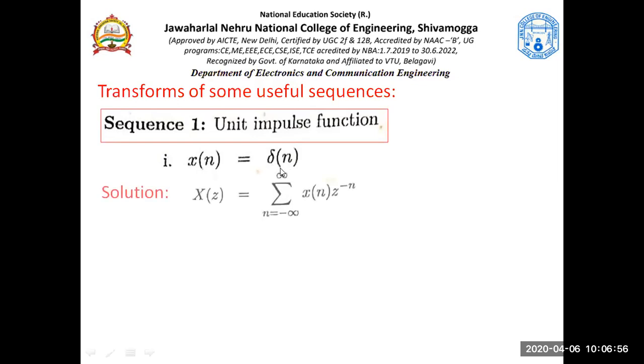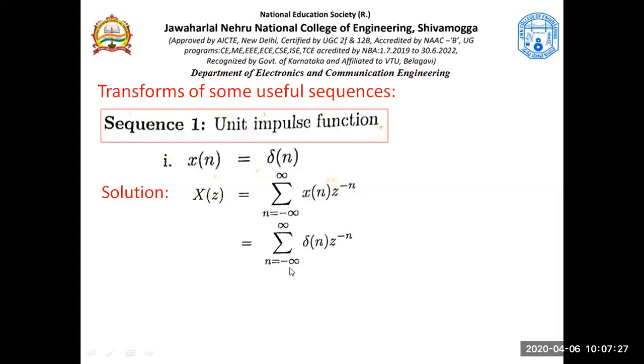Now we need to find the Z transform of this delta of n. The formula is the same. X of z is given by the summation of x of n into z to the power minus n, where n is running from minus infinity to plus infinity. Now we have to substitute delta of n in place of x of n in our next step. This is how it looks. Now, how to solve this summation?